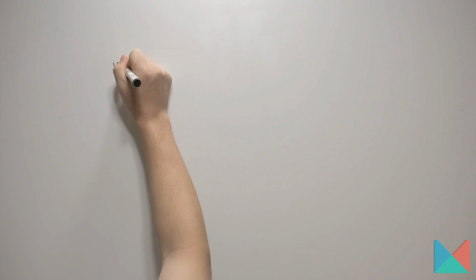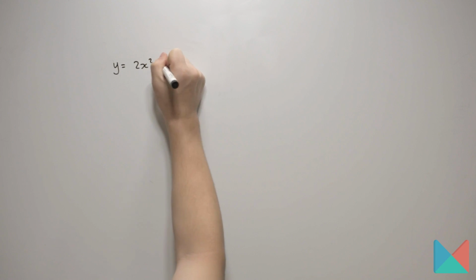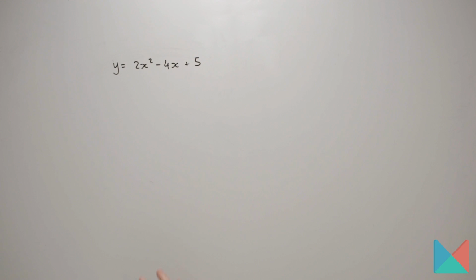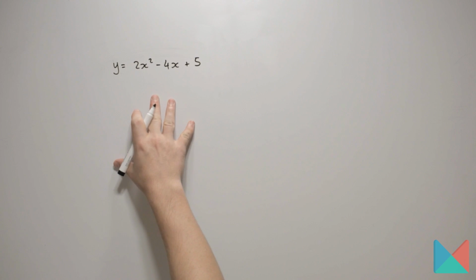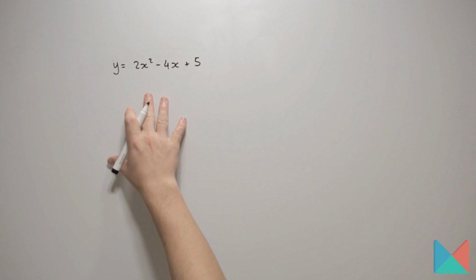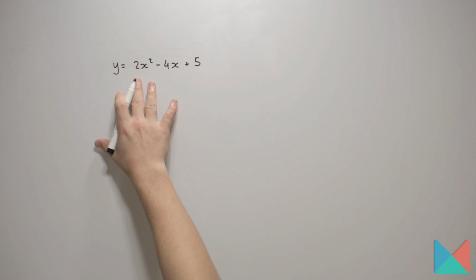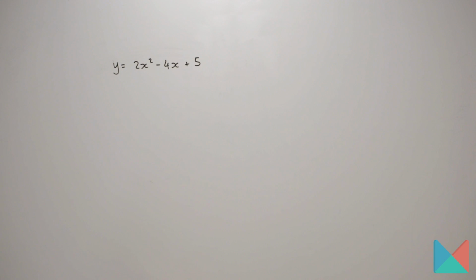Now consider the equation y equals 2x squared take 4x plus 5. Now what we want to do is find the x-intercept values for this given quadratic relationship, and we want to do this by completing the square. And what differs from our previous example is now we have a coefficient other than 1 in front of our x squared. And so the way we deal with this is we divide both sides of our equation by this coefficient, which is 2 in this case.